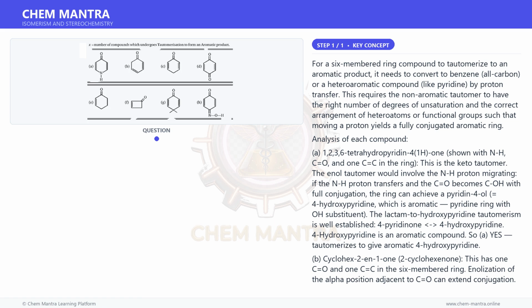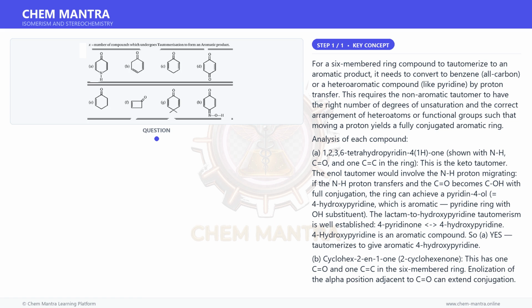Analysis of each compound. A. 1,2,3,6-tetrahydropyridin-4(1H)-one, shown with NH, C=O, and one C=C in the ring. This is the keto tautomer. The enol tautomer would involve the NH proton migrating. If the NH proton transfers and the C=O becomes C-OH with full conjugation, the ring can achieve a pyridin-4-ol, which is 4-hydroxypyridine, an aromatic pyridine ring with an OH substituent. The lactam to hydroxypyridine tautomerism is well established.